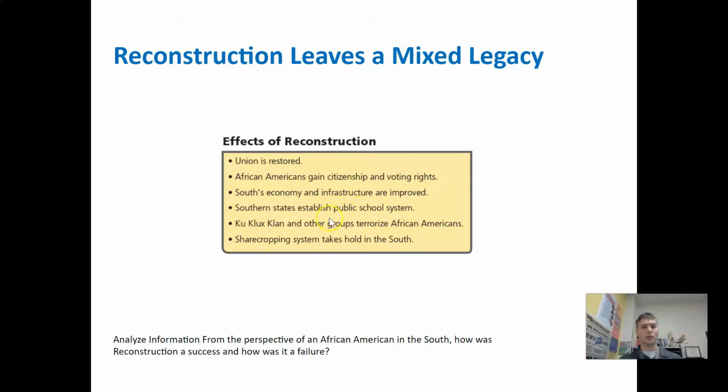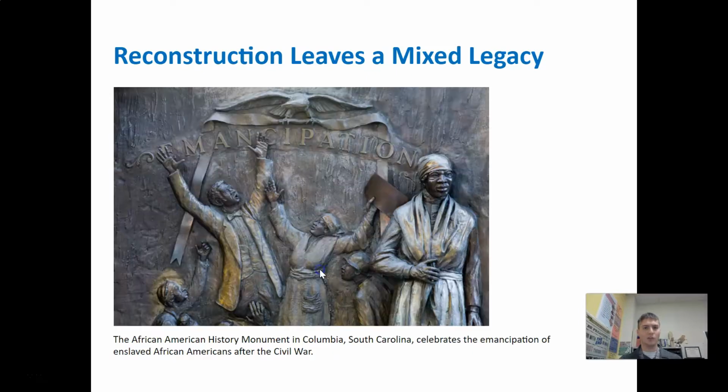So, you can see some more effects of Reconstruction. We're going to see some bad ones too. Obviously, it is going to cause the rise of the Ku Klux Klan, and sharecropping in the South that affected poor farmers, both white and African American. And also it devastates the Southern economy and infrastructure. So there's both good and bad things to this. But let's leave with what the legacy was. What was Reconstruction's true legacy?